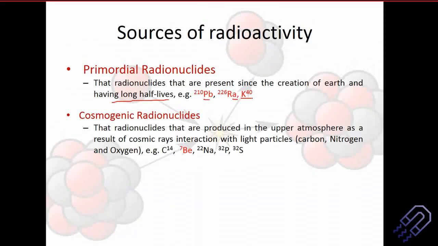In the upper atmosphere, these are a result of cosmic ray interaction with light particles. Cosmic rays are highly energetic particles, and they are able to interact with the particles present in the atmosphere, for example carbon, nitrogen, oxygen. When they interact with them, there is formation of some radionuclides. Carbon-14 is also one of them, along with beryllium, sodium, phosphorus, sulfur.